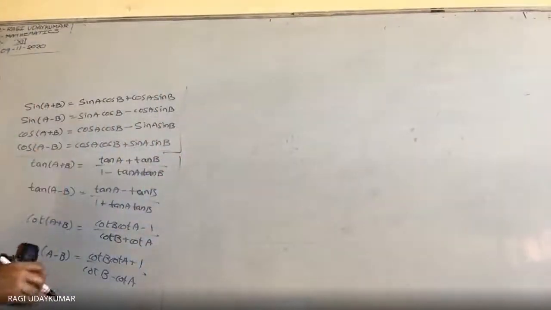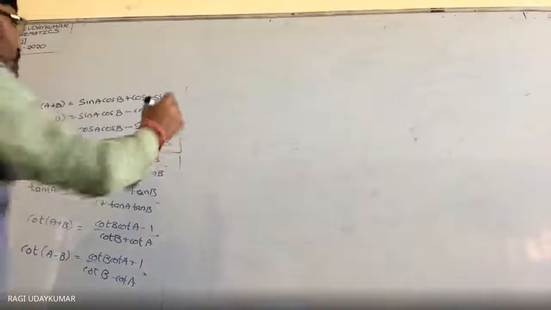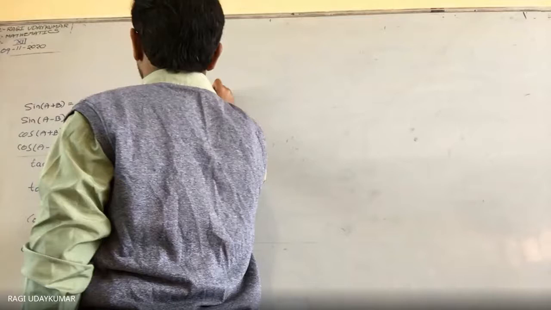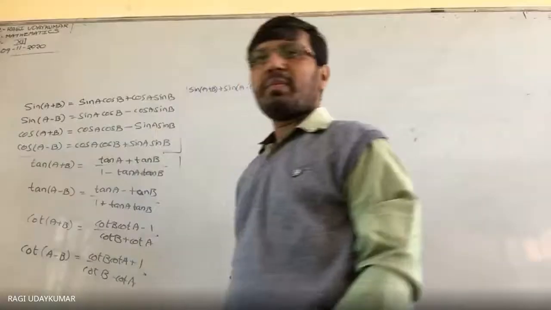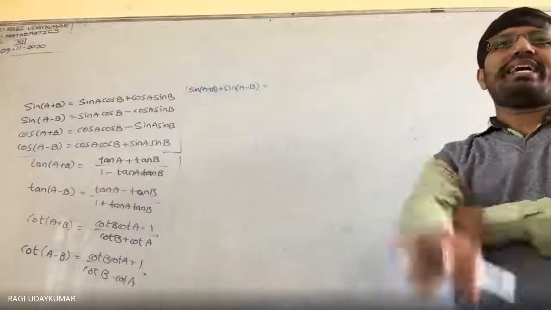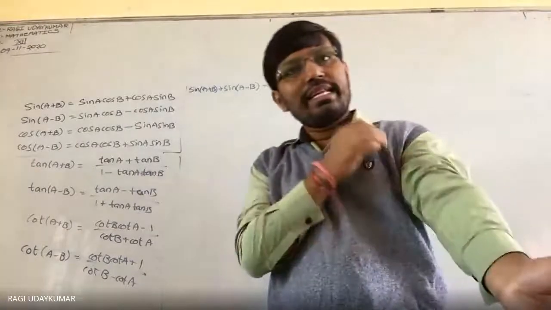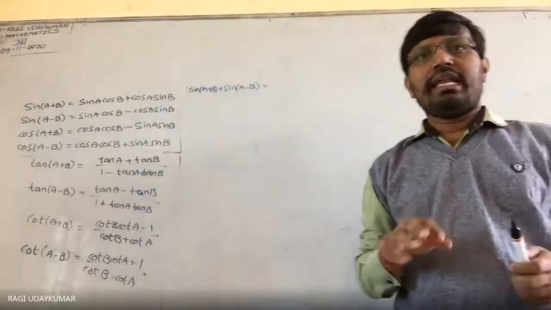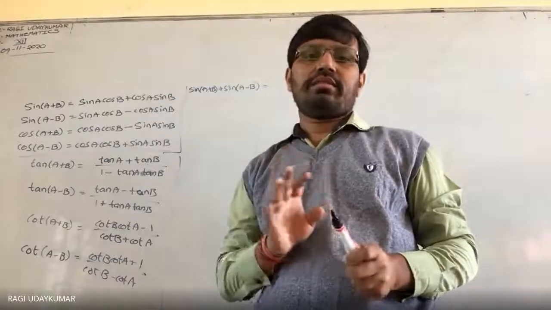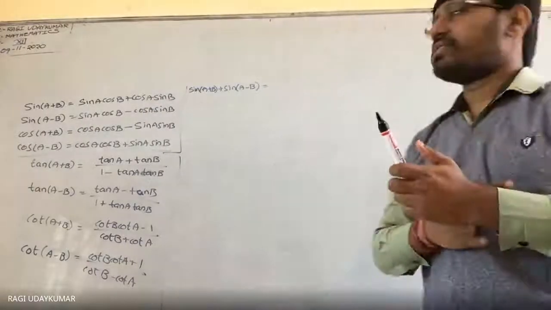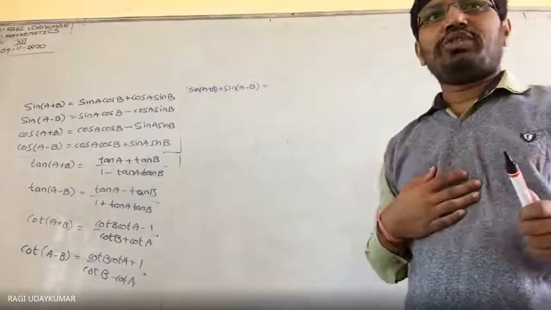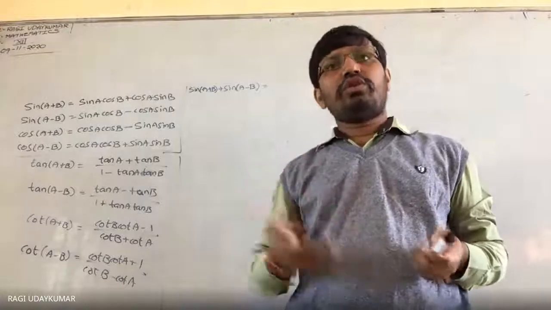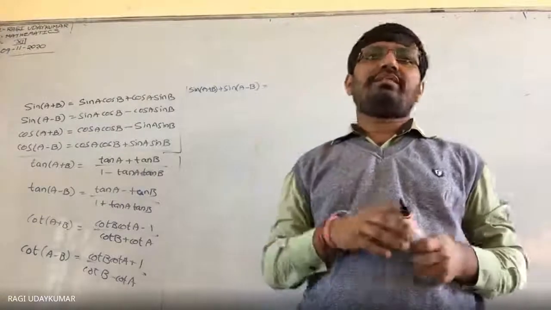If you take sin A plus B plus sin A minus B, all the trigonometry I am revising again, because if you don't know the trigonometric identities you cannot move forward. I told you so many times, learn the trigonometric identities. So I am selfish. Why am I selfish? I am writing so I get practice once. Like this, you should also practice a number of times.